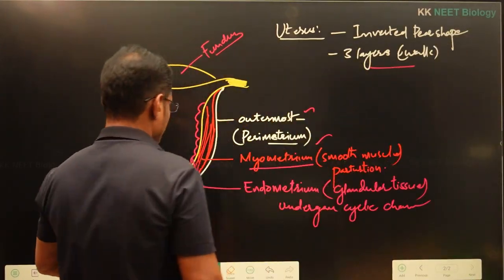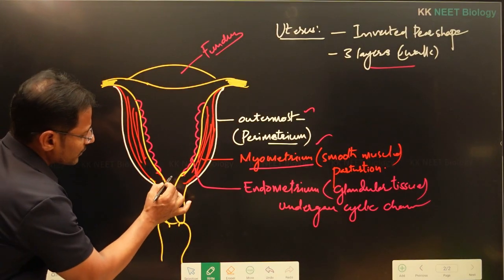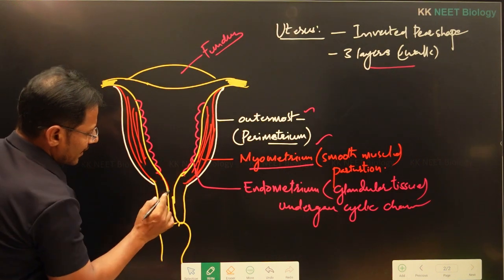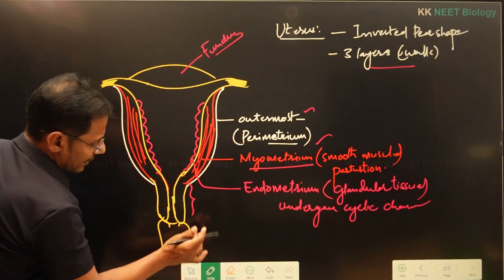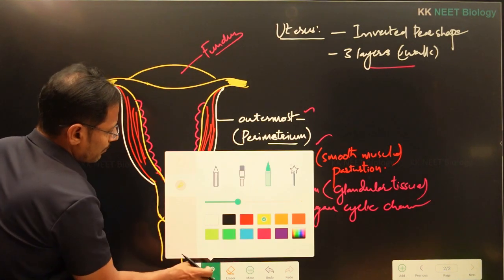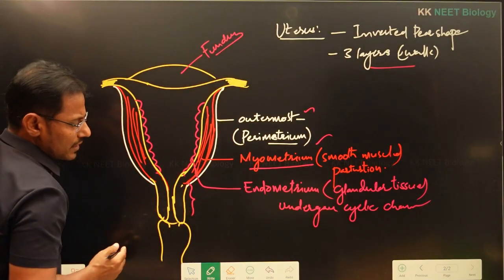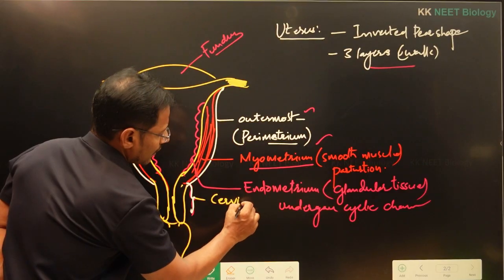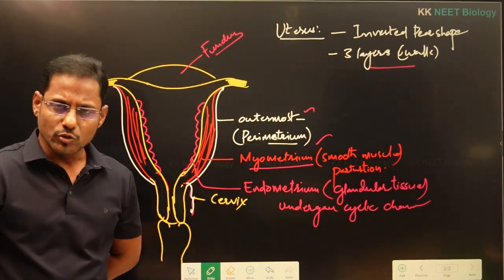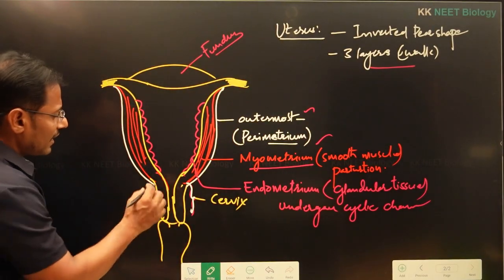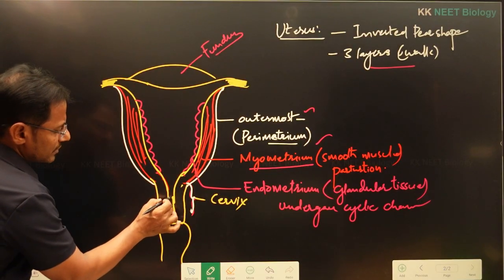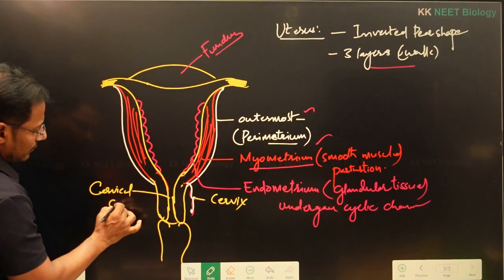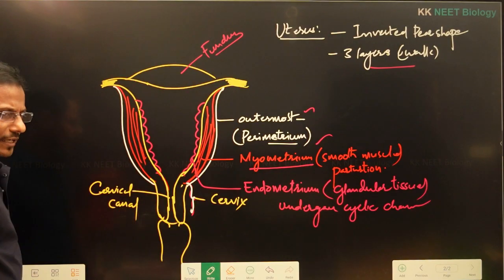And next here. This is the wider part of the uterus and this is the narrower part. See here, you can see the part of the uterus is very narrow. This narrower part is known as cervix. The narrower part of the uterus is known as cervix, and the canal you can find here is the cervical canal.